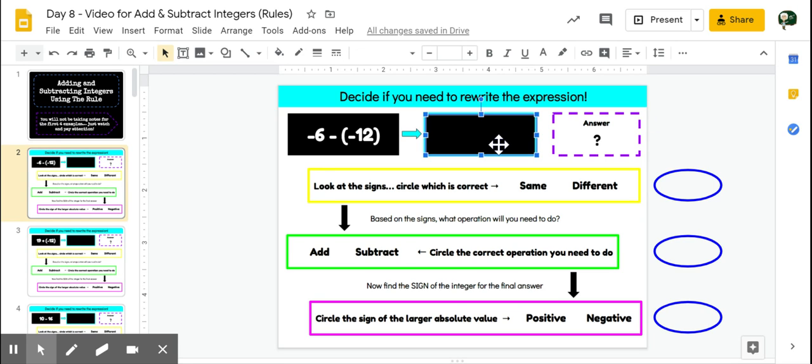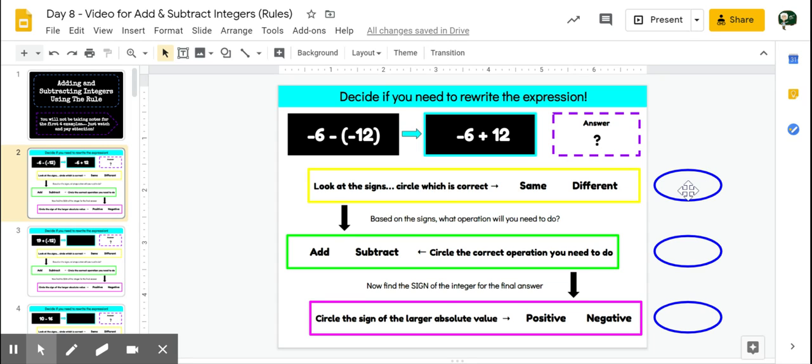So we're going to rewrite it as -6 and change that subtraction to an addition. But whenever we change our subtraction to addition, we have to change the sign of the second number. So this is going to become a -6 plus a +12. And remember, if it's positive, we don't have to include a positive sign in front of it. That's just an understood positive number. So now that we've rewritten our expression as -6 plus 12, now we need to look at our next steps.